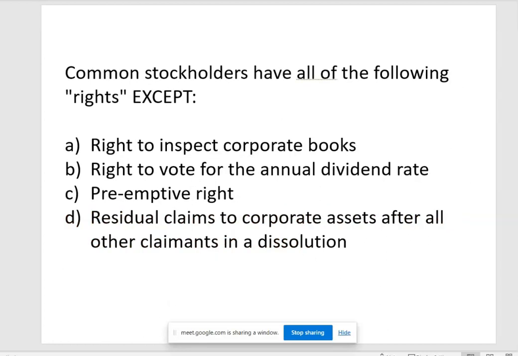Common shareholders have all the following rights except: A, right to inspect corporate books. B, right to vote for the annual dividend rate. C, preemptive right. D, residual claims to corporate assets after all other claimants in a dissolution.